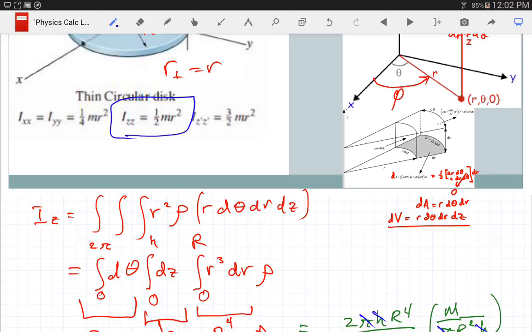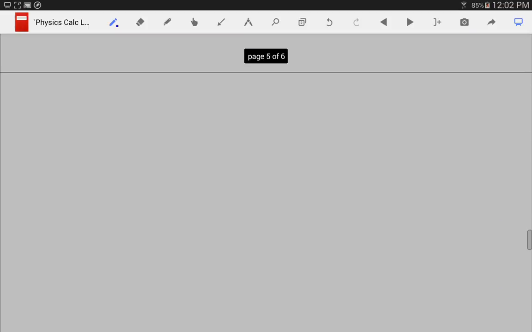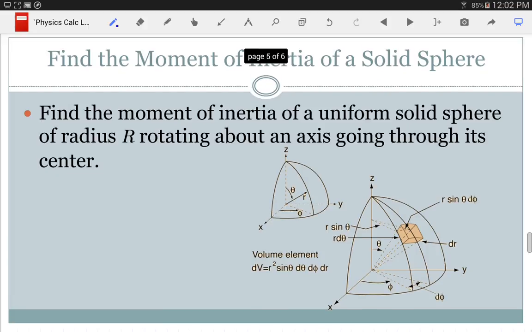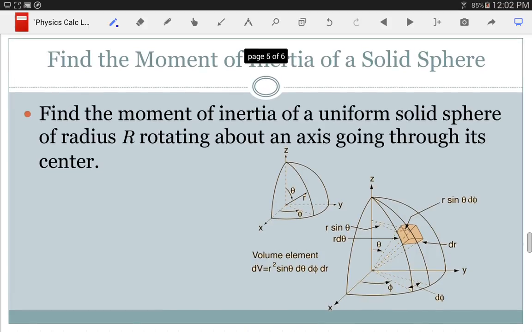Now for my last trick, trust me, 20 minutes is going to be making it tight for the last trick. Let's do the moment of inertia for a sphere. Now I will start by saying it's a uniform sphere. We have lots of uniform spheres.